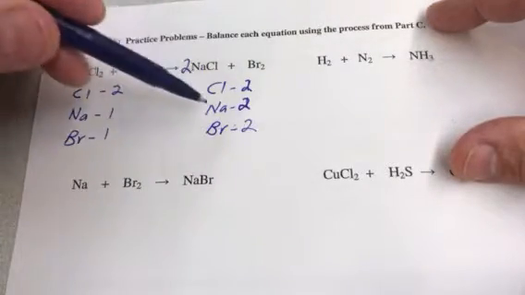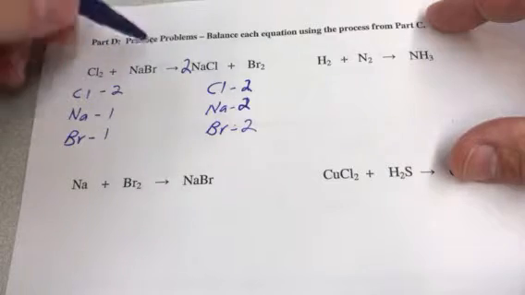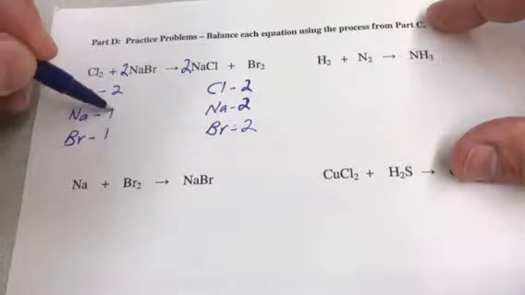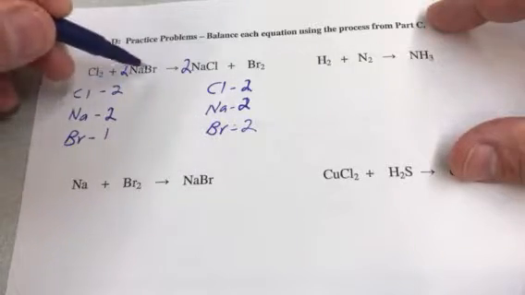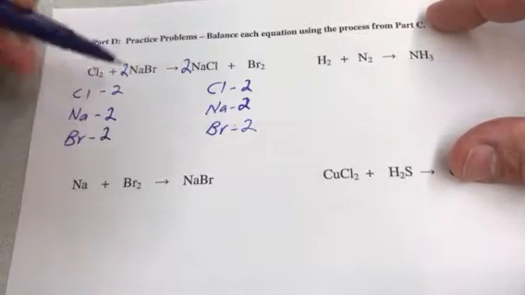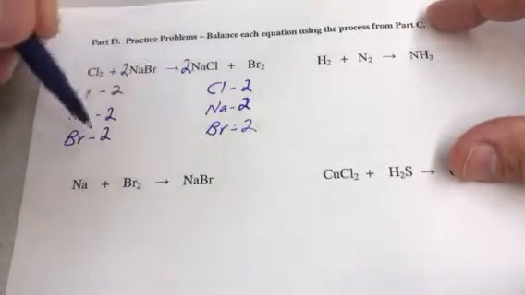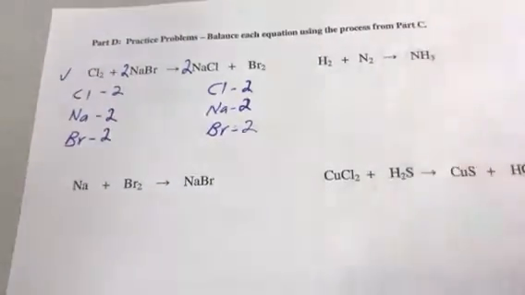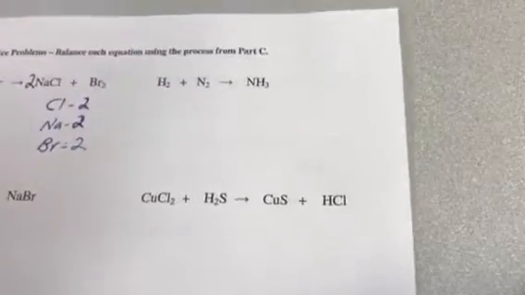But if I go now and try to balance the sodiums and put a 2 coefficient in front of there, I change this side to have 2 sodiums. The 2 affects the bromines as well, and look at that, I've balanced my equation. Everything is equal, that checks out. Okay, so let's try another one.